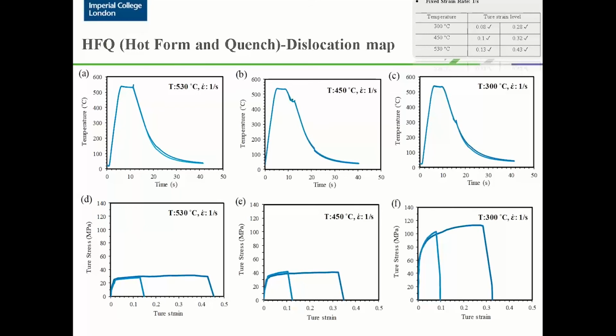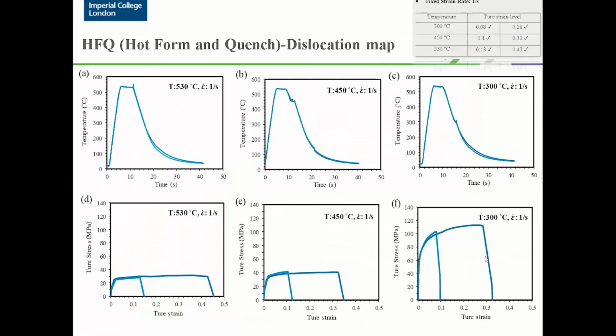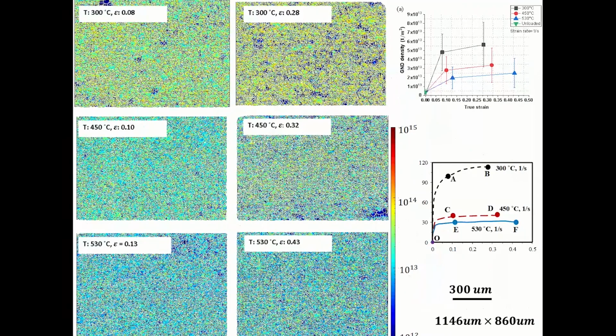Okay, and then a follow-up question, I suppose, to that one. It says, how do you distinguish the effect of lattice dislocations from GND in the EBSD? Would you like me to repeat the question? It says, how do you distinguish the effect of lattice dislocations from GND in the EBSD?